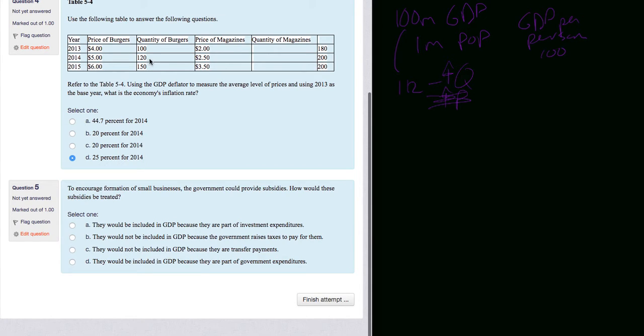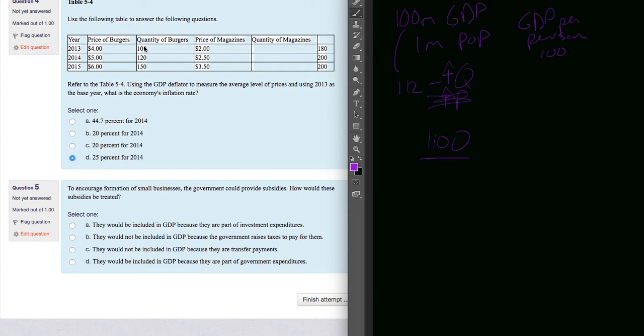So in 2014, I've produced 120 at $5 and 200 at $2.50. That would be my nominal GDP. If I were to calculate it out, it would be $5 times 120, which is 600, plus $2.50 times 200, which is another 500. It would be 1100 as my nominal GDP.